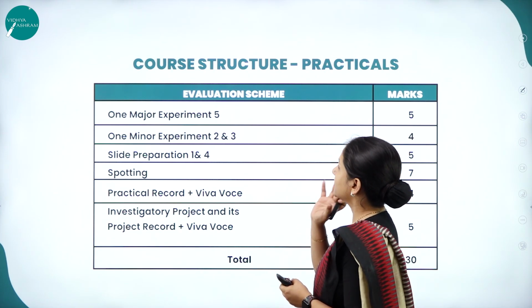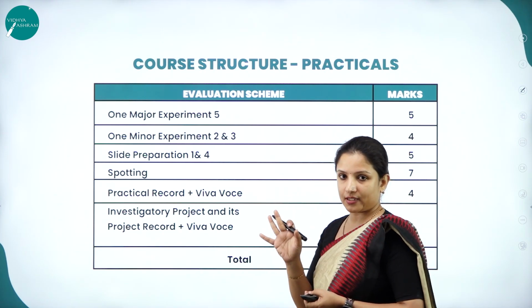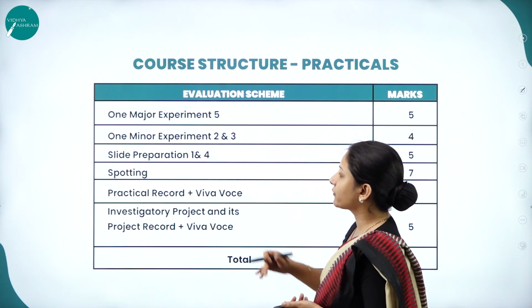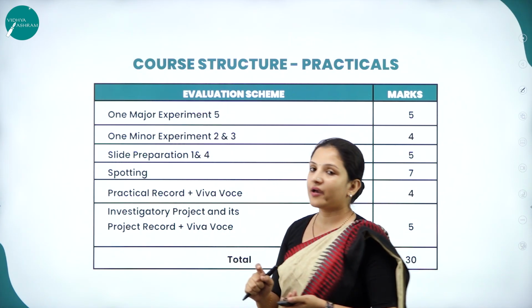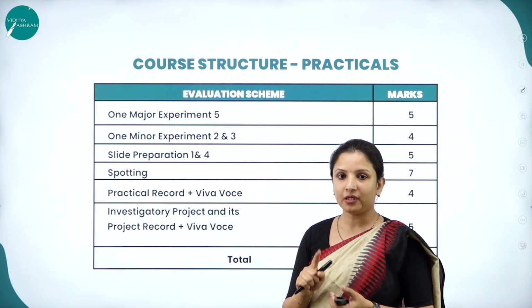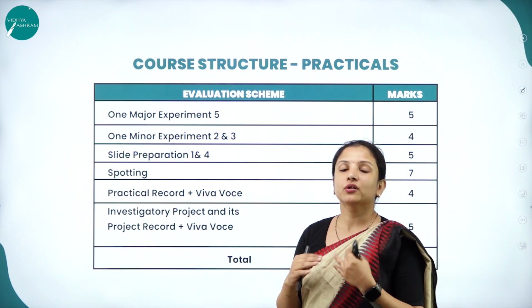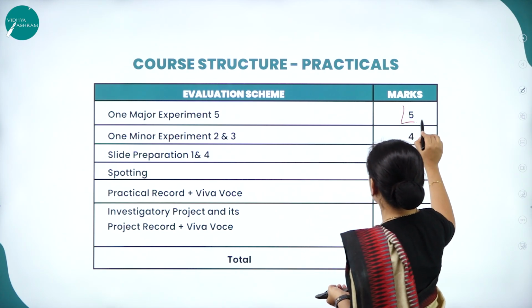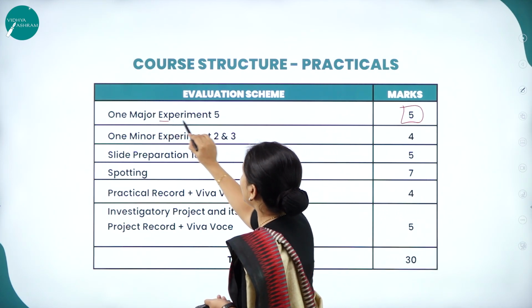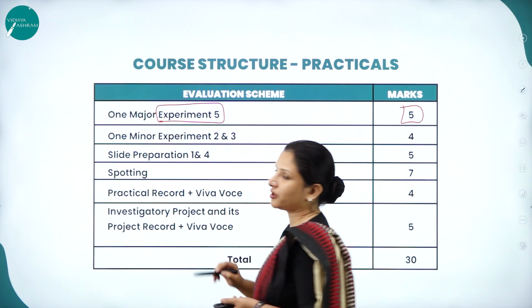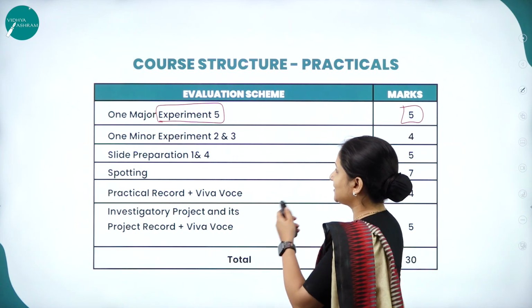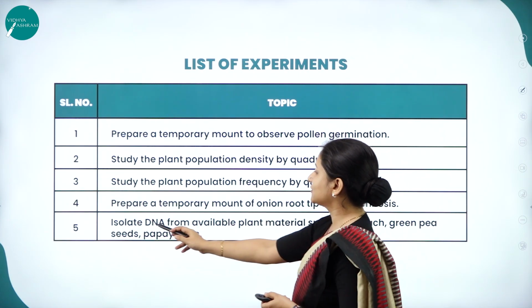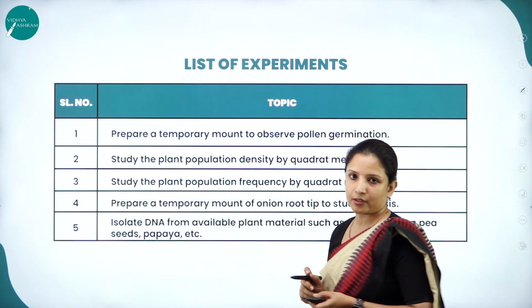In that, there is a course structure for practicals. So for practicals, the question paper will be like this. You'll have one major experiment which you'll have to perform and write about. It will carry a total of 5 marks, and experiment number 5 will come for the first question in your practical exam. Experiment 5 is nothing but isolating the DNA from available plant material.